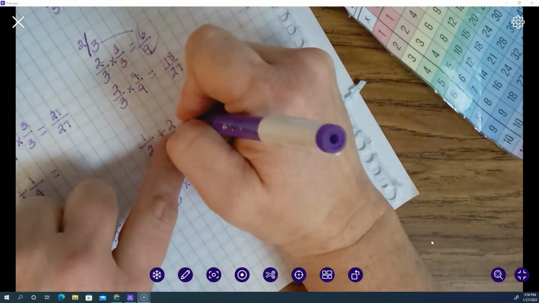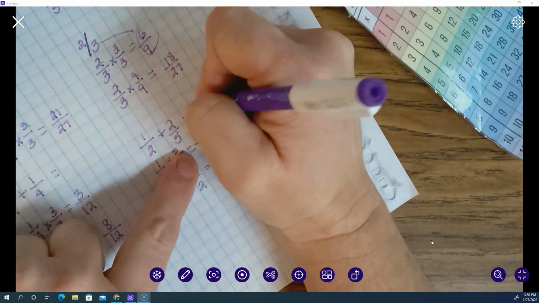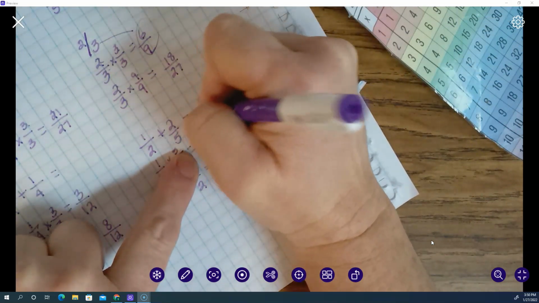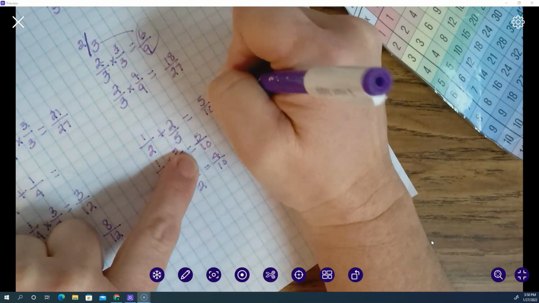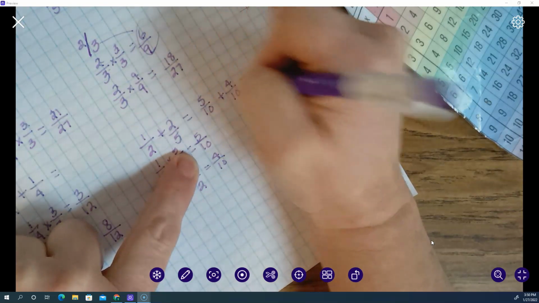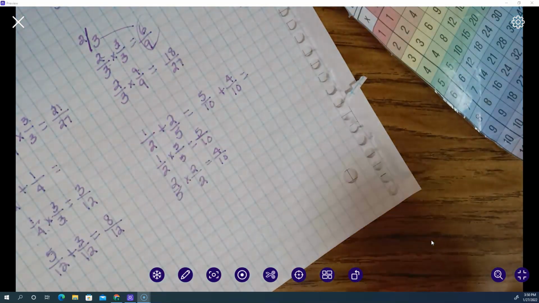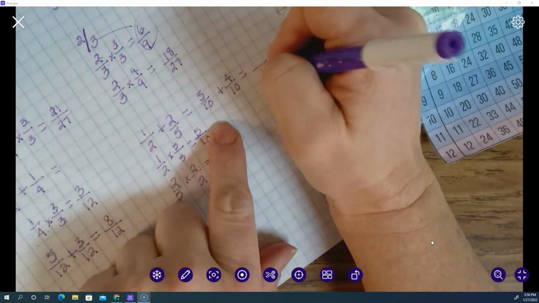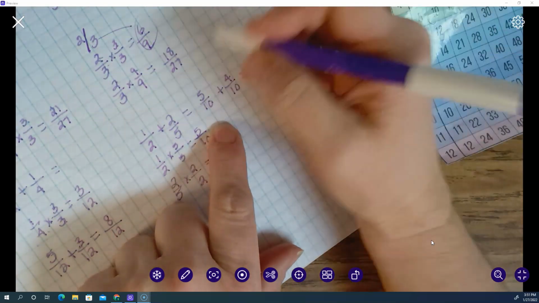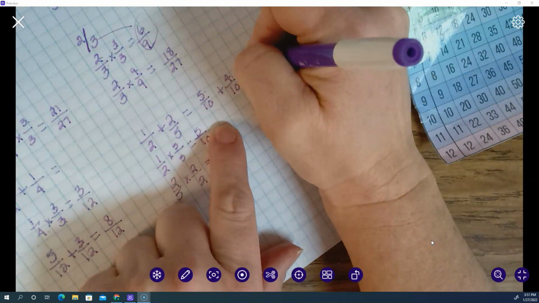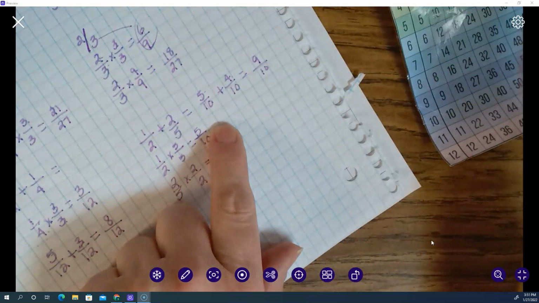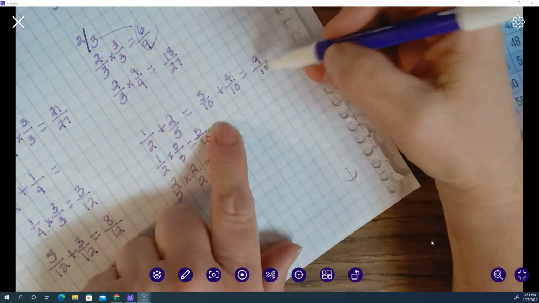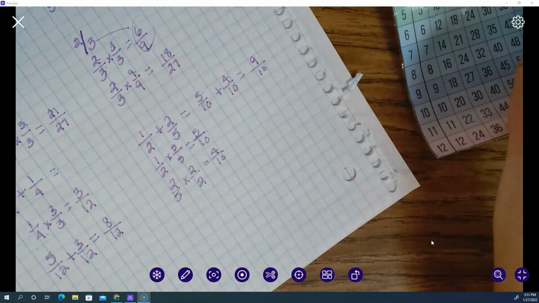Now I can go up here. This is the same thing as saying 5/10 plus 4/10. It's just another way of renaming it. Going to keep my denominator the same, 10, 10, 10. Now, 5 plus 4 is 9. So 1/2 plus 2/5 is 9/10.